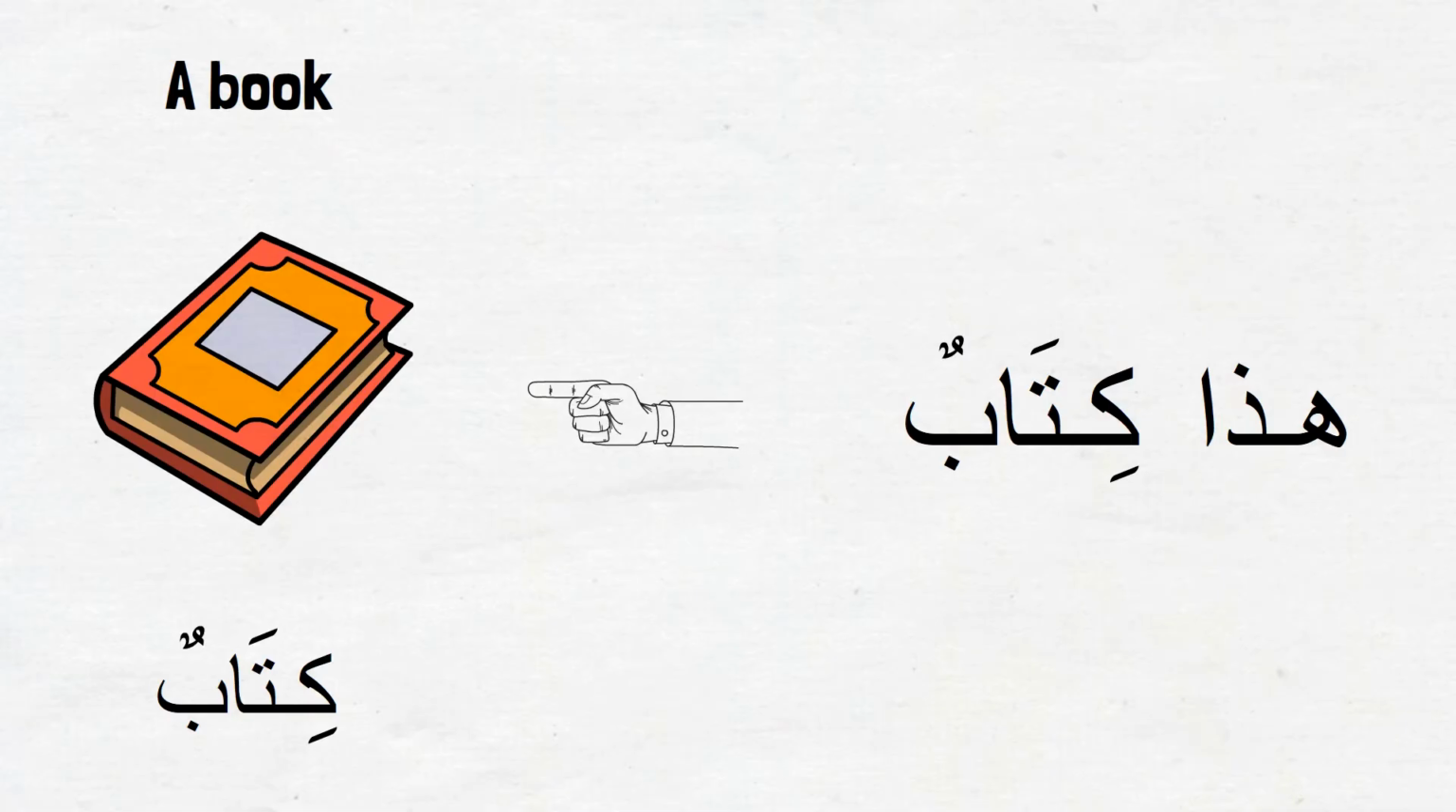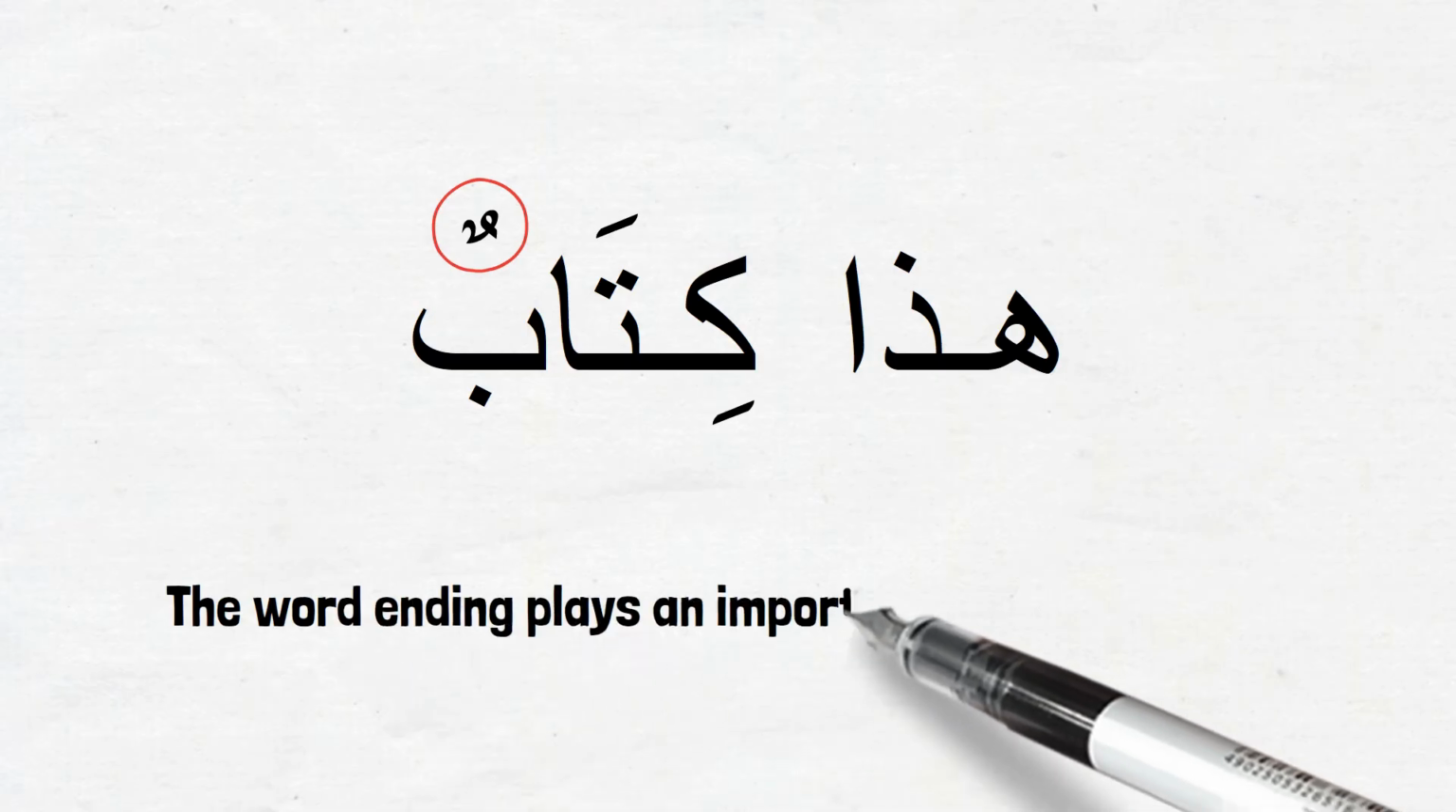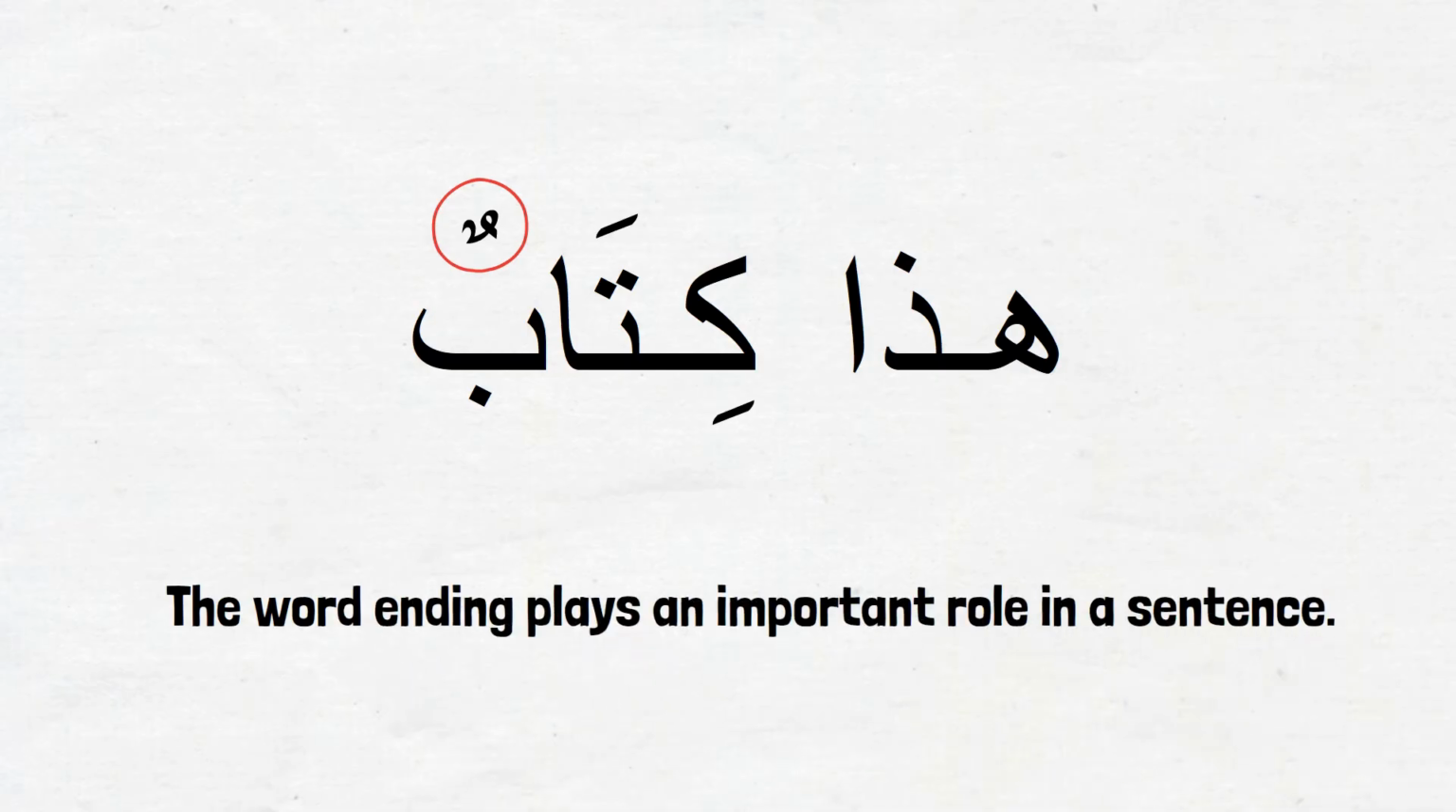Now let me make a quick note here. Normally in speech we do not pronounce the ending of the final word in a sentence. For example, instead of هذا كتاب, you hear people say هذا كتاب. But the word endings play a very important role in Arabic. Believe it or not, the function of a word in a sentence depends on its ending. We will learn a lot more about it later, inshallah. But for now, let's keep pronouncing them intentionally for better practice, okay?